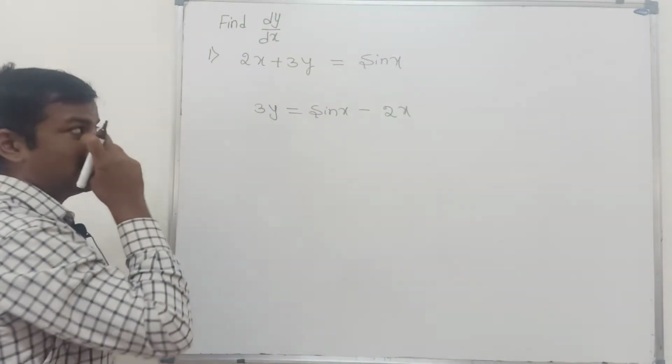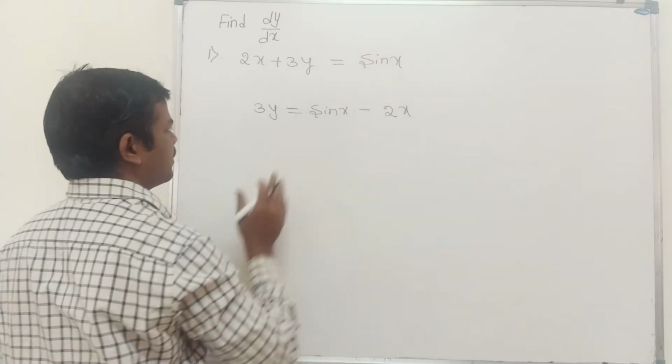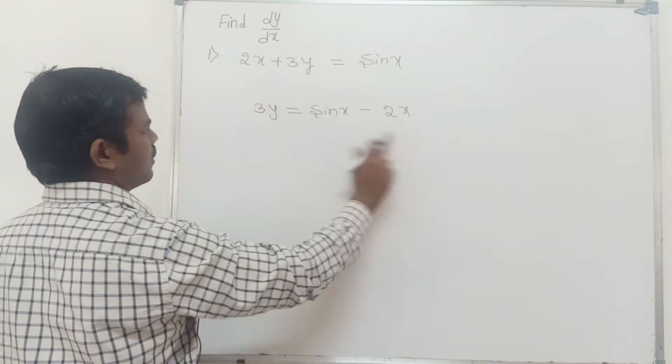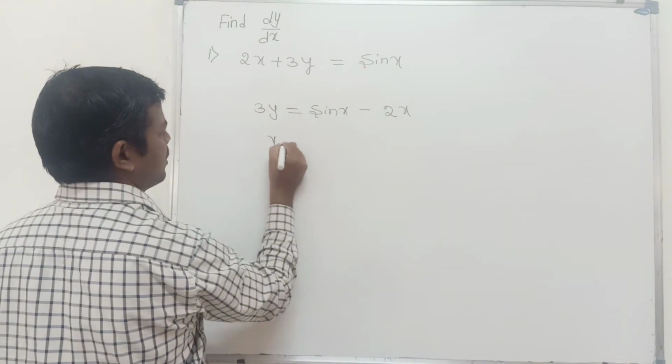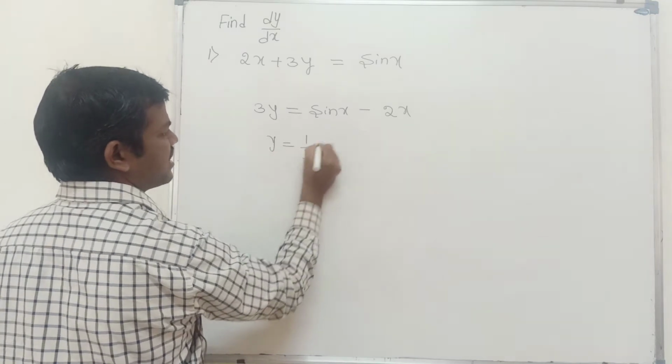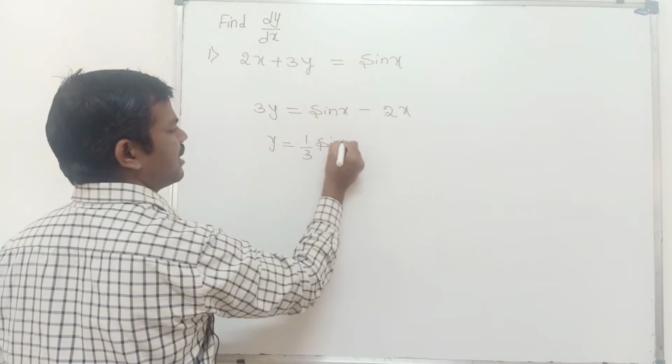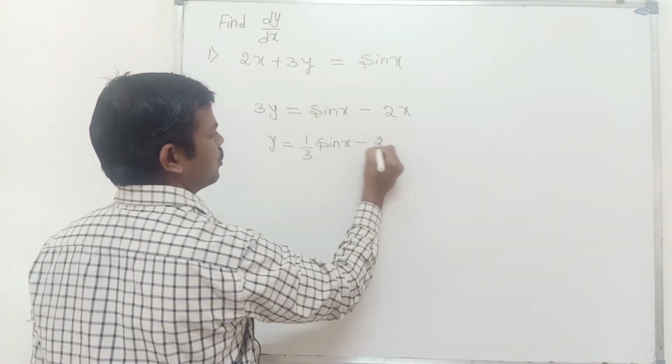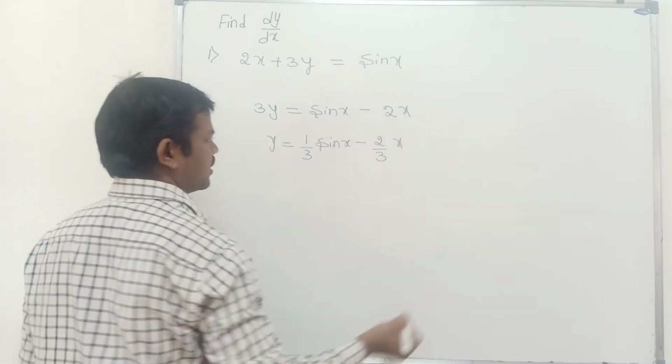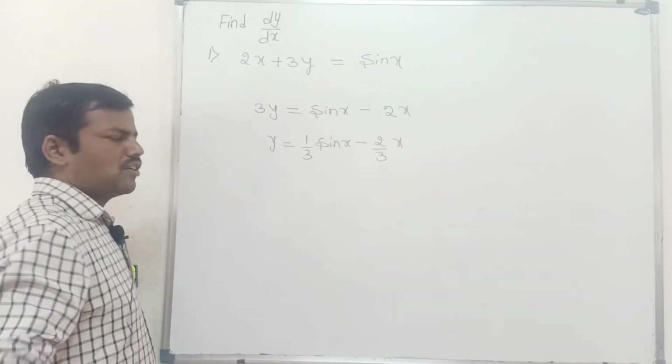So can we write like this, bringing this x one side. So now 3 is left there. So divide it. y is equal to 1 by 3 sin x minus 2 by 3 into x. Make simplification, it will become very easy to differentiate that. So now we got y as a function of x.